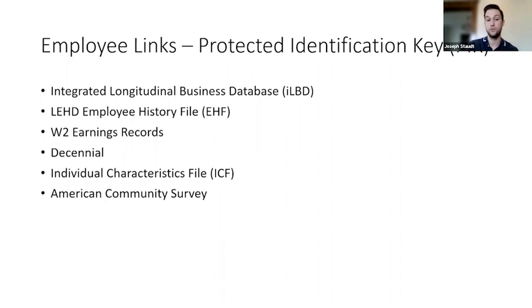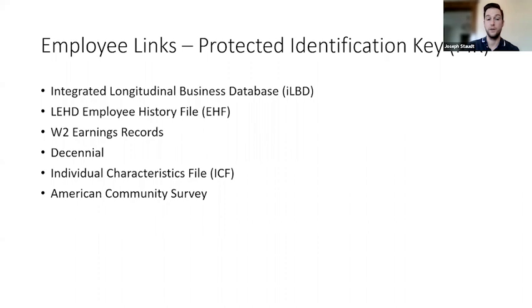An alternative source of earnings data are the W-2 tax records that we have at Census. So through agreements with IRS, we are able to use W-2 tax records for research purposes. And so between the LEHD employee history file and the W-2 tax records, you're basically able to characterize the entire employment history of each of these Umetrix individuals.